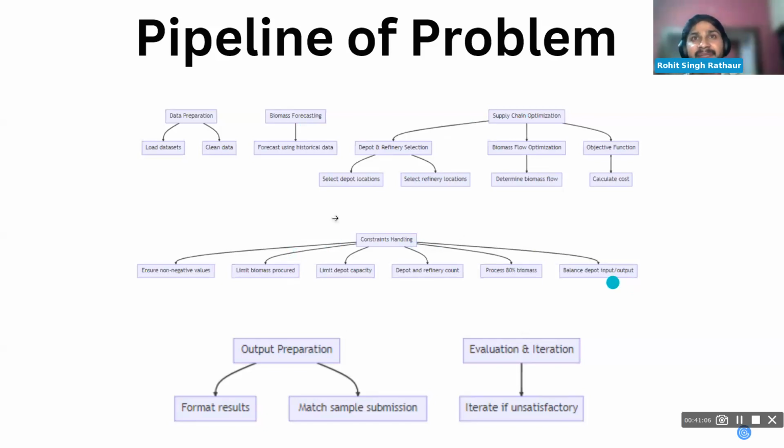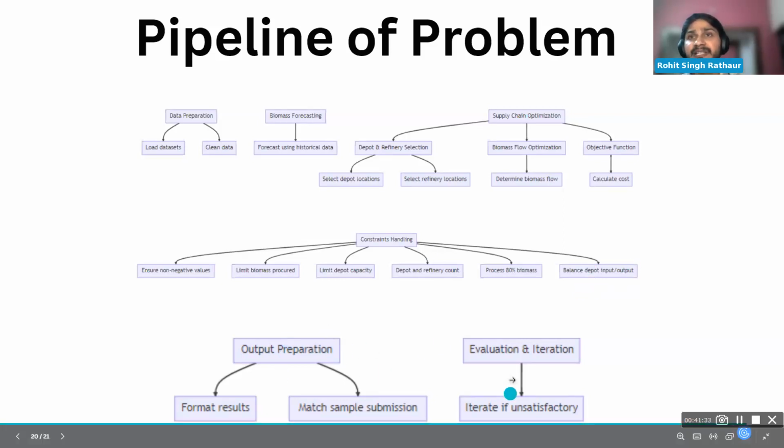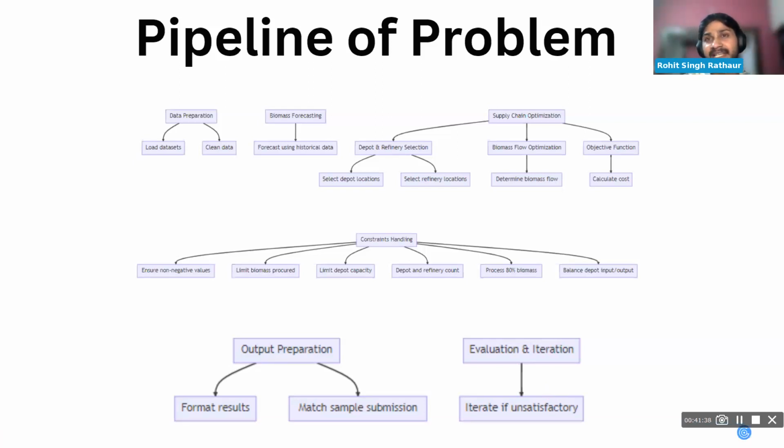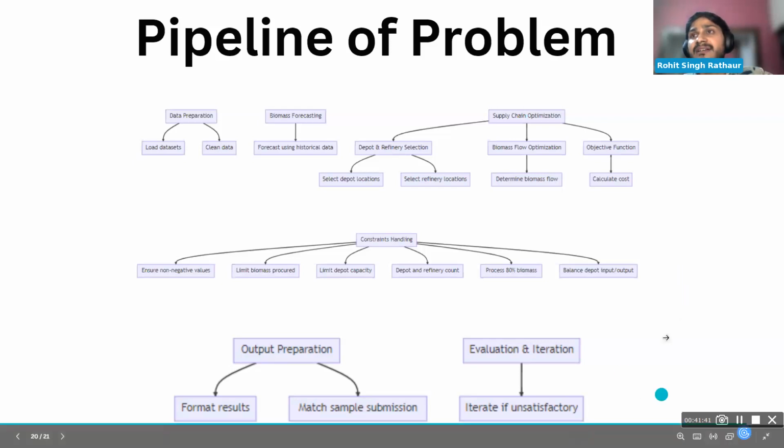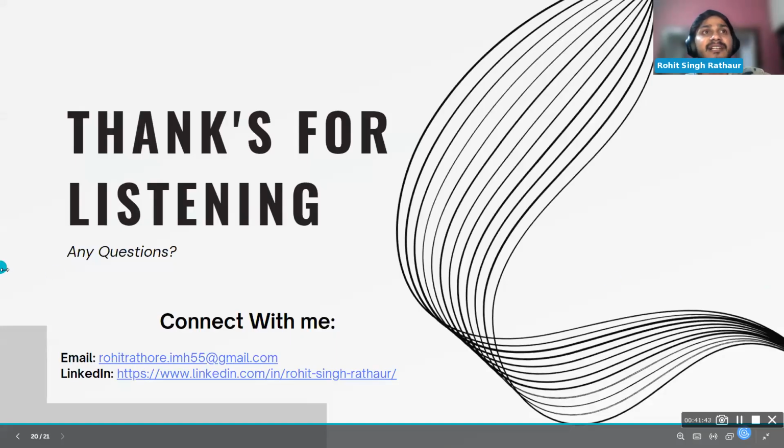We had some constraints that we needed to handle. The constraints were to ensure non-negative values, limit biomass procured, limit depot capacity and depot and refinery count, ensure the processed biomass is at least 80%, and balance depot input and output. Then finally output preparation, and evaluation and iteration. Then we iterate again if we are not getting satisfactory results.